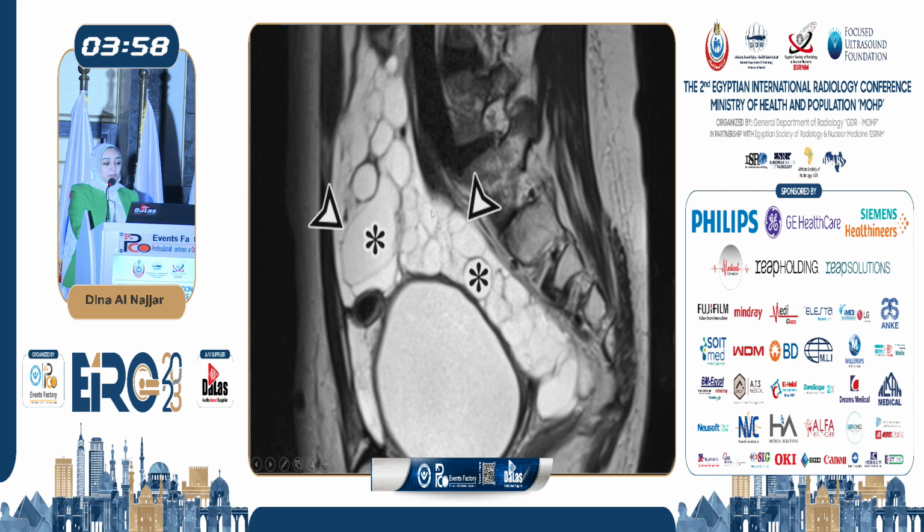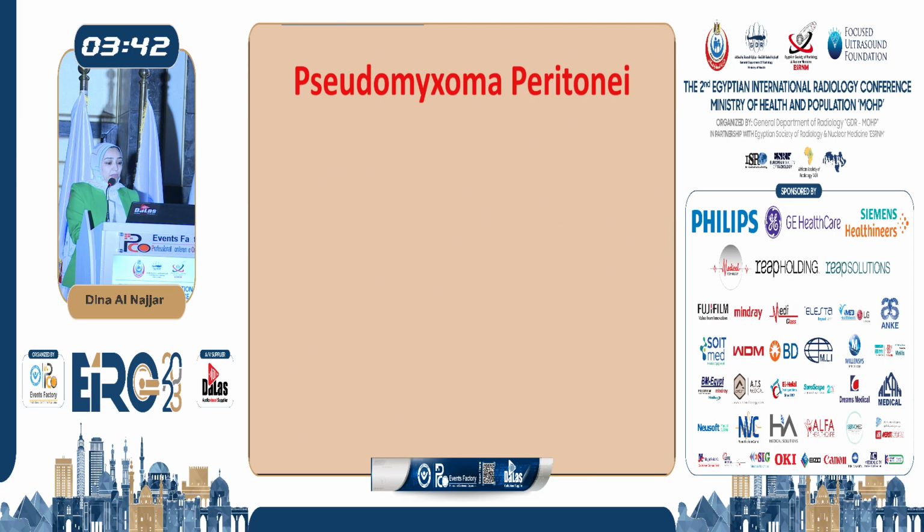As shown in this image, there is a huge multilocular cystic lesion with multiple internal septation involving mainly the pelvic cavity in a known case of pelvic inflammatory disease, endometriosis, or post-surgery. So it is a peritoneal inclusion cyst.